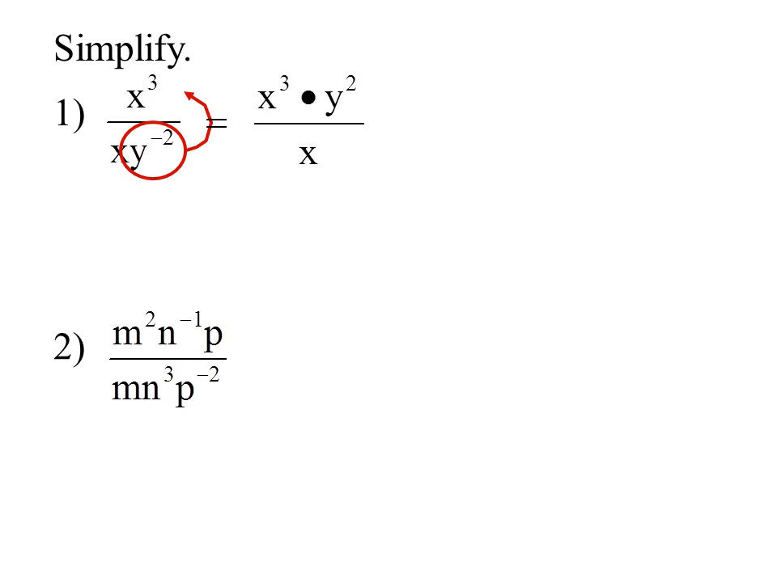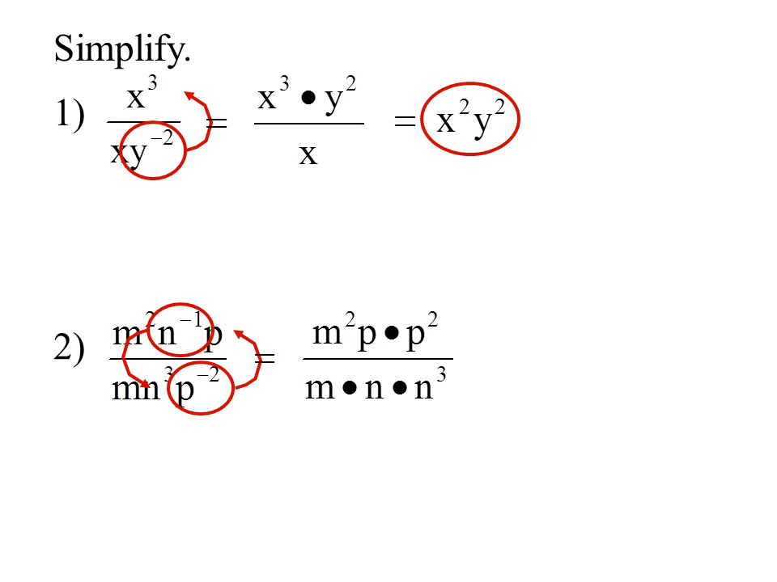X to the third times y squared over x. Of course, I'm going to simplify that, and that's my final answer. Let's look at number 2 again. Remember, anything negative goes down or goes up, depending where it is. In this case, negative 1 for n will go down, and then p will go up because they are negative.